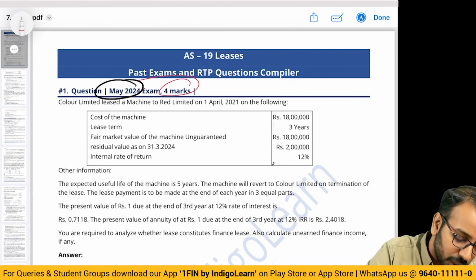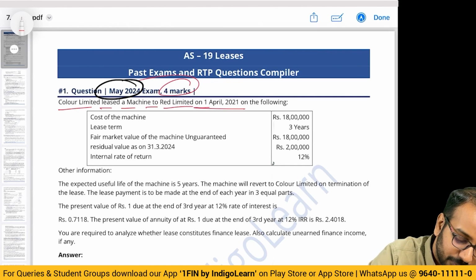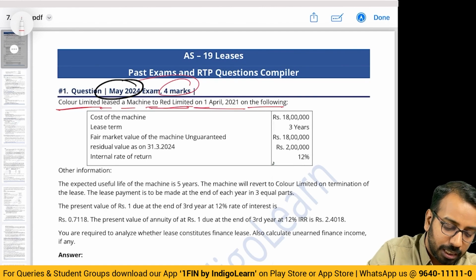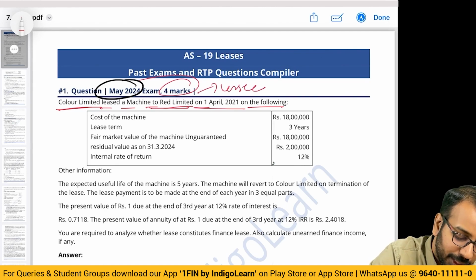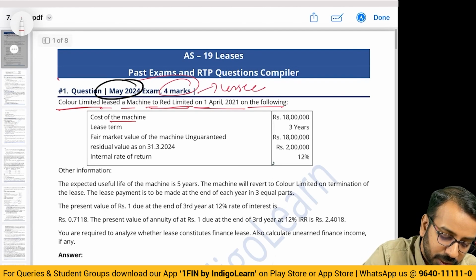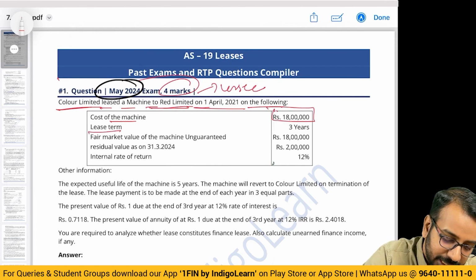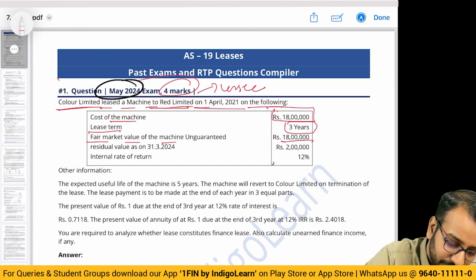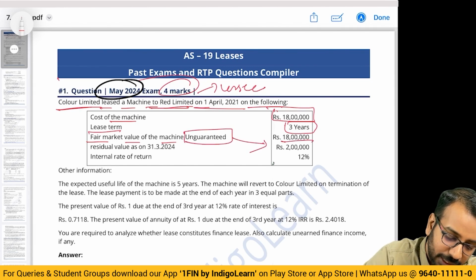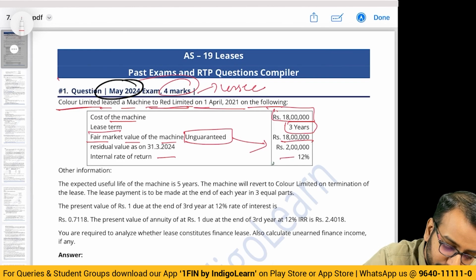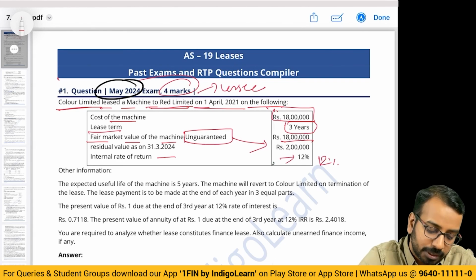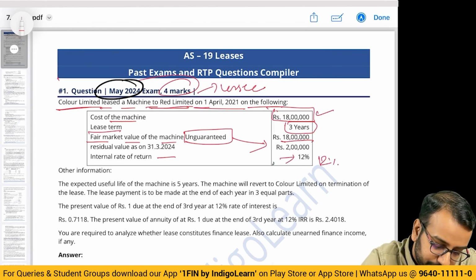Okay. Color Limited leased a machine to Red Limited on 1st of April 21 on the following terms. Who leased Color to Red? Color to Red means Red becomes the lessee, Color becomes the lessor. Cost of the machine 18 lakhs. Lease term 3 years. Fair market value of the machine 18 lakhs. Unguaranteed residual value 2 lakhs. Internal rate of return 12%. So the rate is already given to me, 12%. Cost is given, 18 lakhs. Lease term is given, fair market value is the same, and residual value is 2 lakhs.